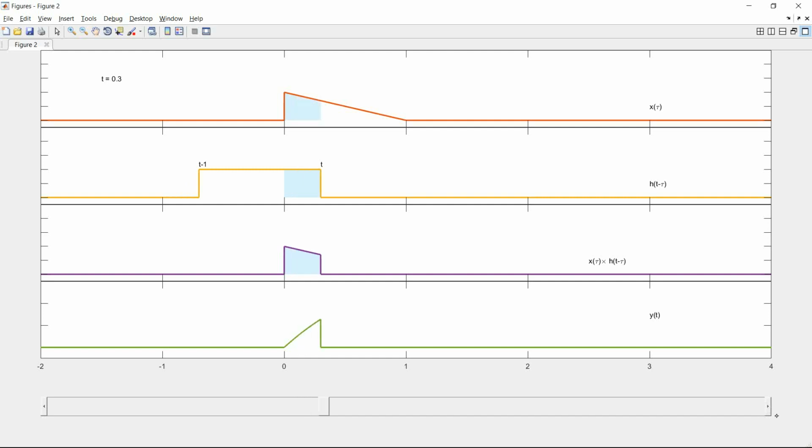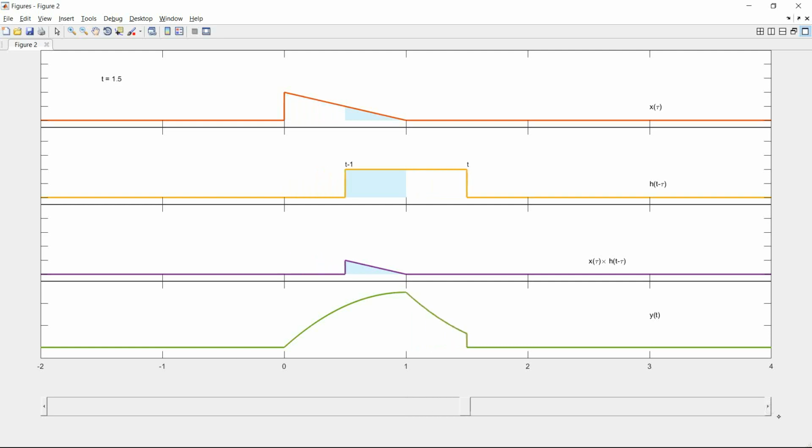Now as I slide it over, the area of overlap is going to increase, and therefore the integral is going to increase in a concave down fashion. And then if I keep sliding, the area is going to get smaller, which means y of t is going to get smaller. Finally, when t minus 1 lines up with 1, in other words when t equals 2, there's no more overlap between them anymore, and I get 0.